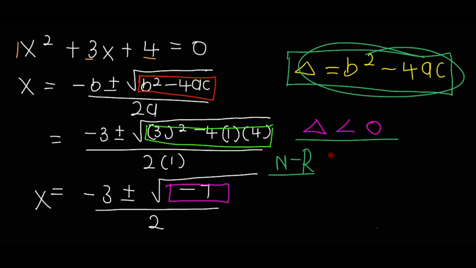So let's see our next example. And then what about this one? x squared minus 6x plus 9 equals 0.